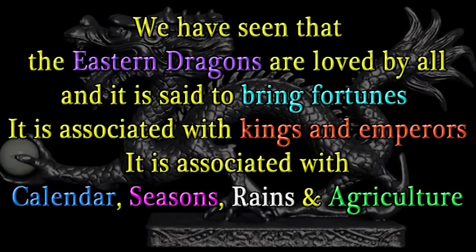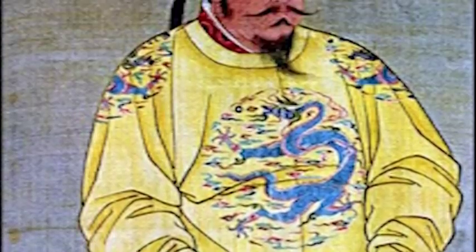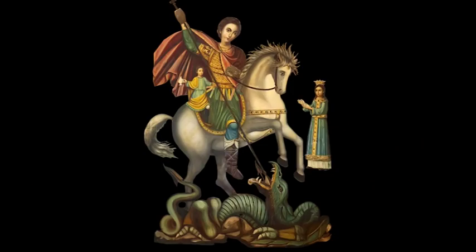We have seen that the Eastern dragons are loved by all, and are said to bring fortune. They are associated with kings and emperors, and with the calendar, seasons, rains, and agriculture. On the other hand, the Western dragon brings evil to people, and hence any story on them is always associated with a hero who rescues people from the evil dragon. Hence, when we explain what the Western dragon is, we have to explain about these heroes too.